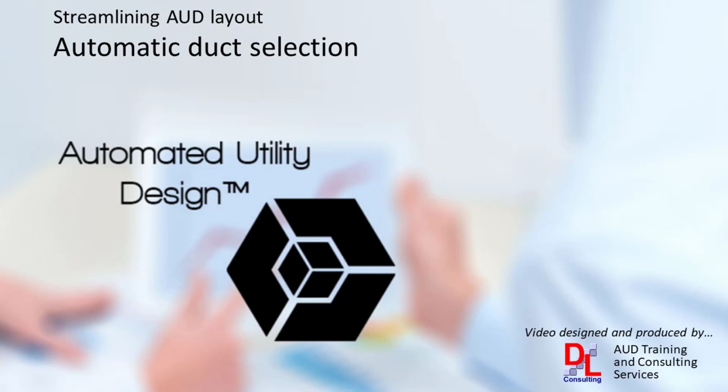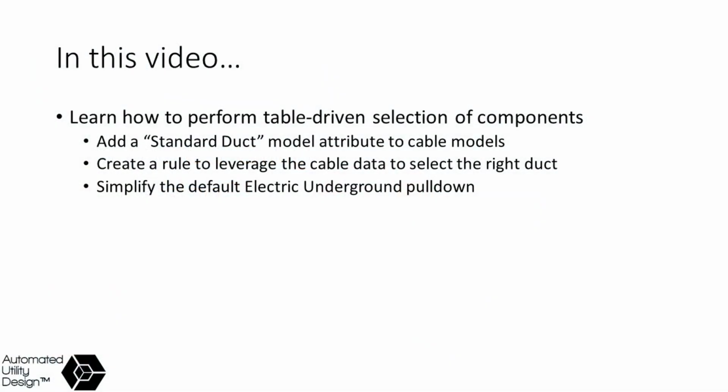This video is one in a series on streamlining design in AUD. In this video, you'll learn how to perform table-driven selection of components, instead of having to set defaults. This will include steps to add a standard duct model attribute to the table of cable models, to create a rule that leverages this cable data to select the right duct model, and how you can simplify the electric underground pull-down to avoid designer confusion.